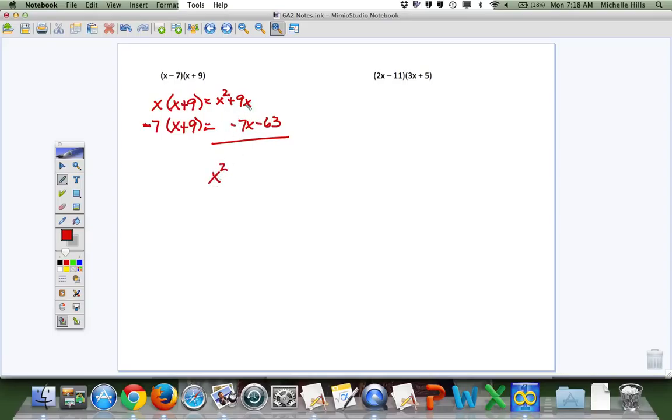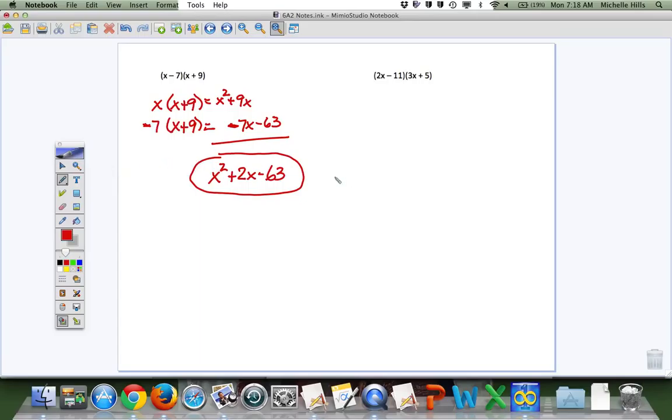When I'm gaining or losing terms, when I'm combining like terms, this is like I had a positive 9x. I had 9 x's, and then I lost, think of subtraction as losing, 7 x's. So I only have 2 x's left. And then I bring down my minus 63, and I'm done. Now that's one way to show the work on these that is acceptable.